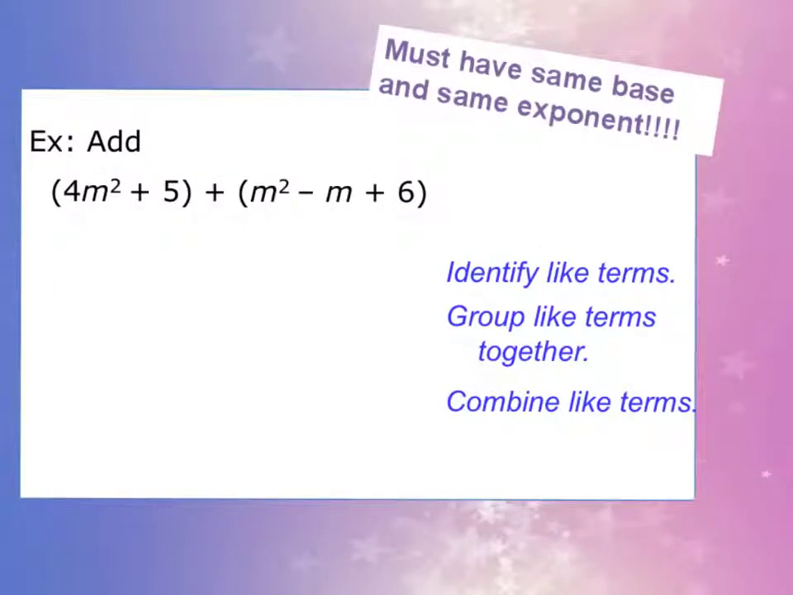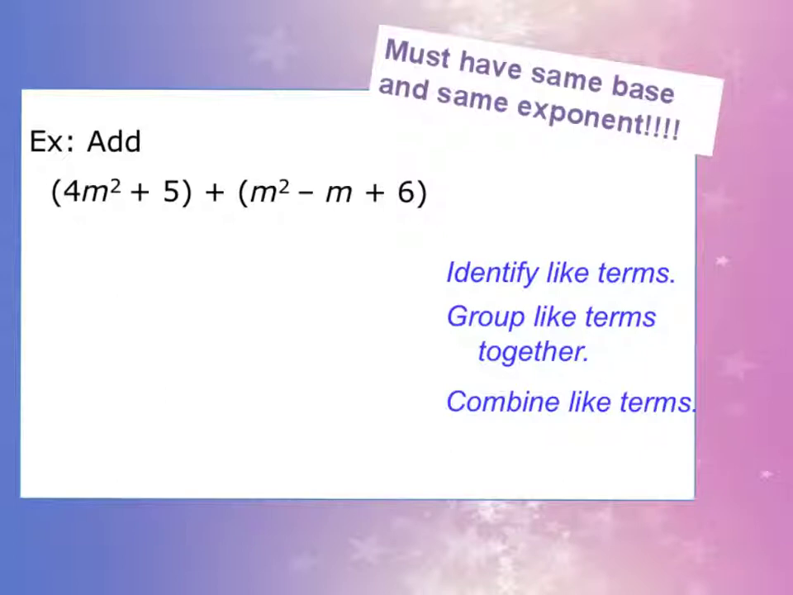Here's our first example. We are going to add these two polynomials. This is a binomial by a trinomial. You must have the same base and the same exponent. I have all of the steps to the right-hand side. So once again, pause the video. Go ahead and write down all the information and then resume when you're ready to follow along.